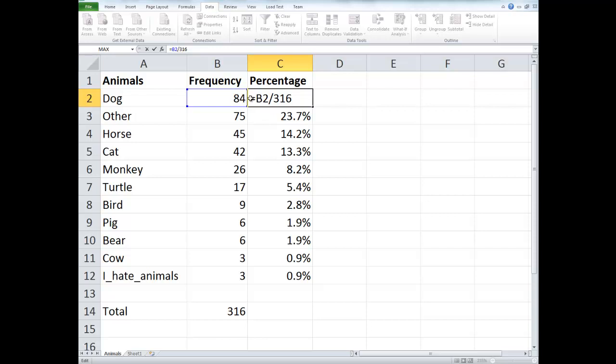So right here the cell next door is B2. Here the cell next door is B7, and so on. So it's relative to the location of the cell.